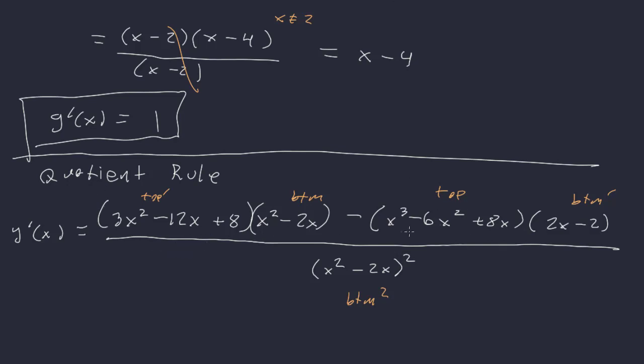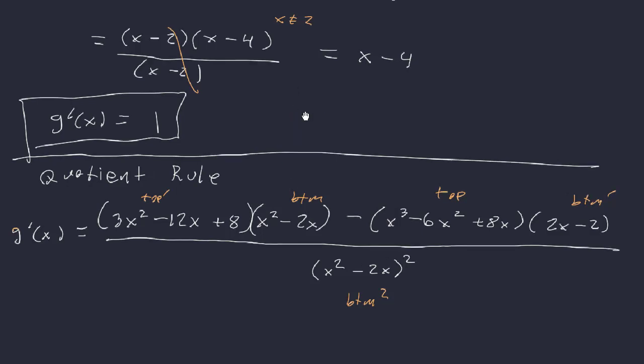However, with enough algebra, we can actually get this to be 1. I'm not going to do that right now. I just want to show that you shouldn't be so quick to jump straight to a quotient rule or product rule. You might be able to simplify some things before you get there.